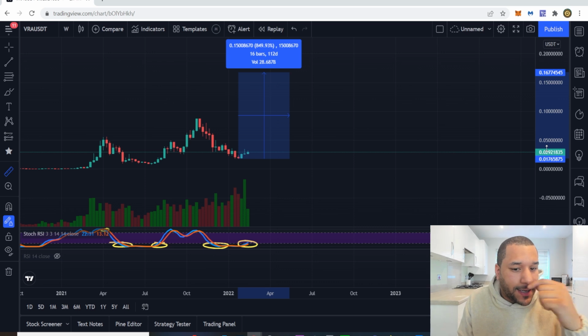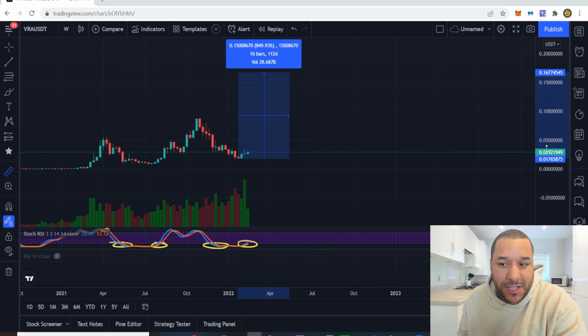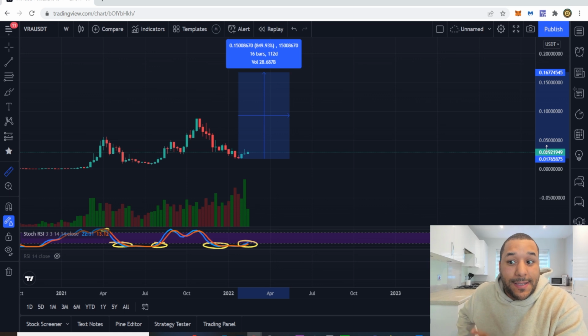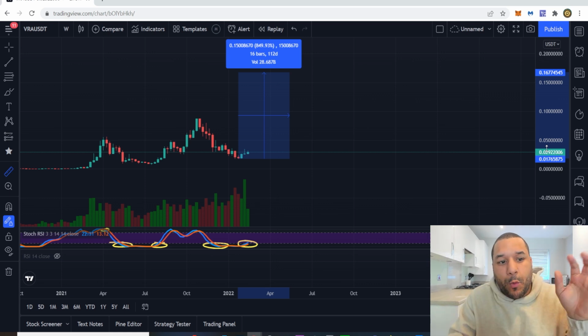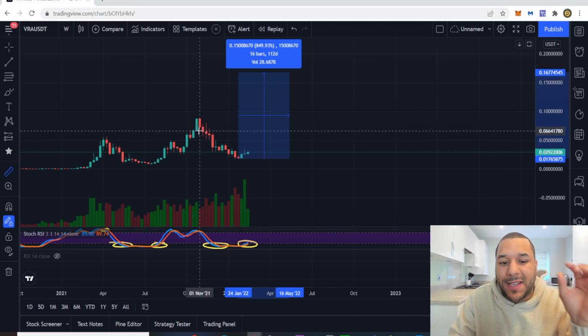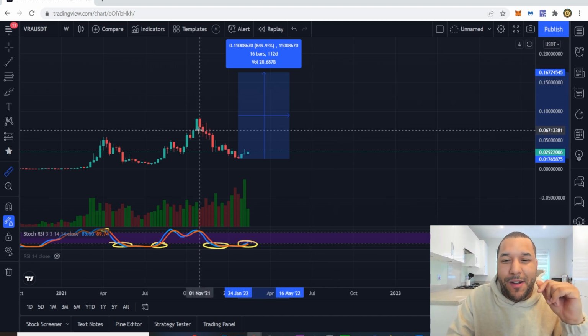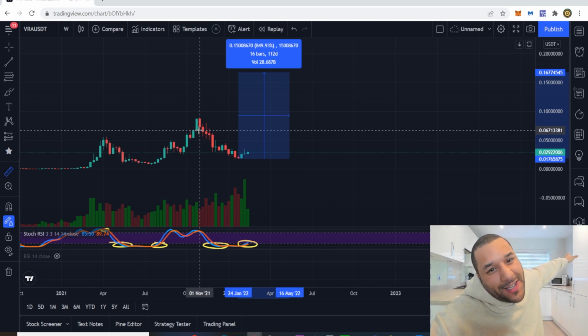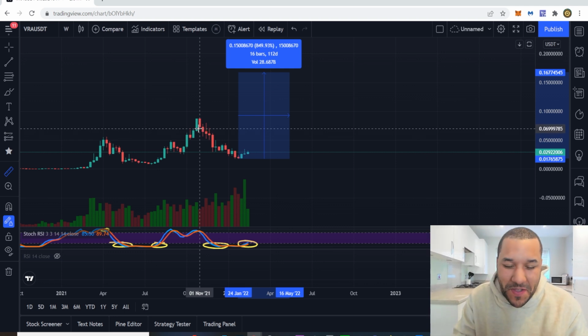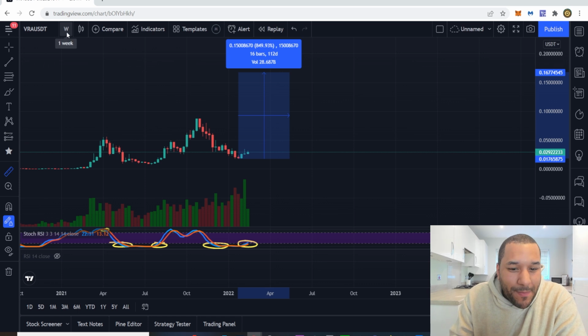Don't underestimate the stochastic RSI because this is a powerful momentum indicator. It shows you where price action can go. You could be seeing Verasity sitting at 16.5 pence, or 16.7 cents in the next couple of maybe months, because this is the weekly time frame. So every candle is 1 week's worth of price. So, I'm keeping my eye on that.